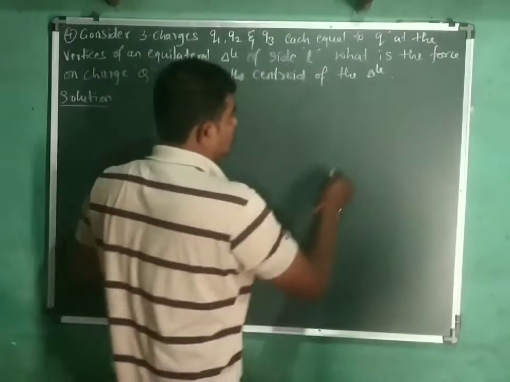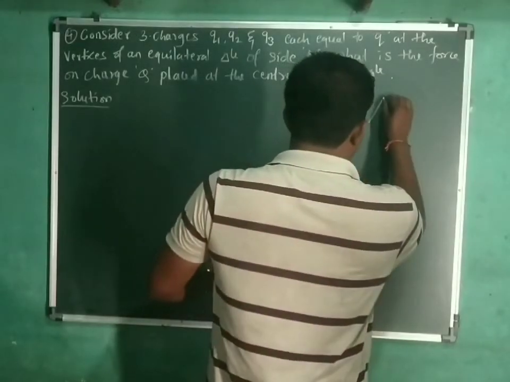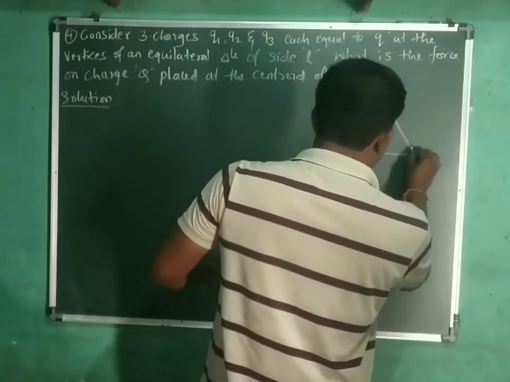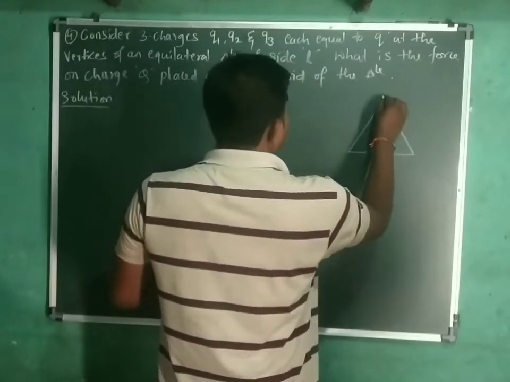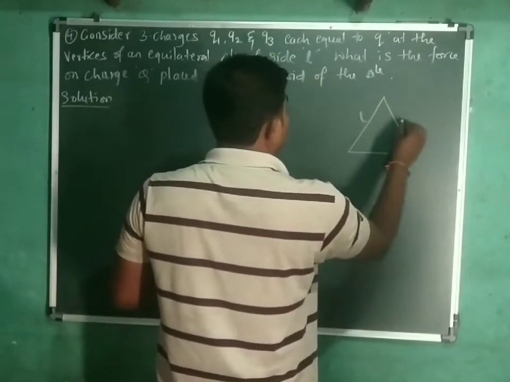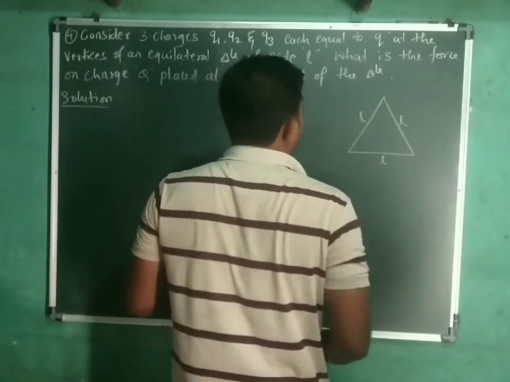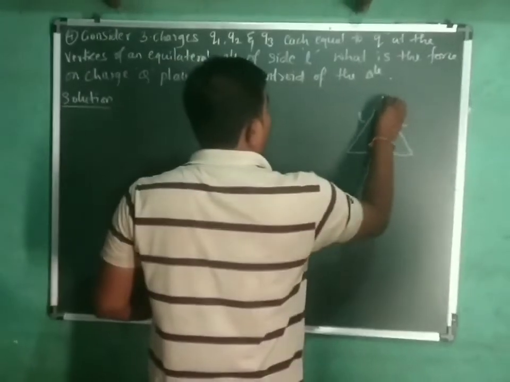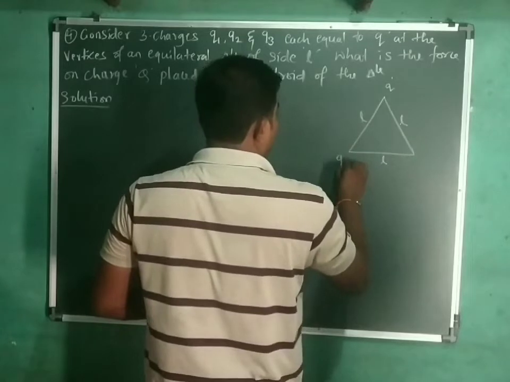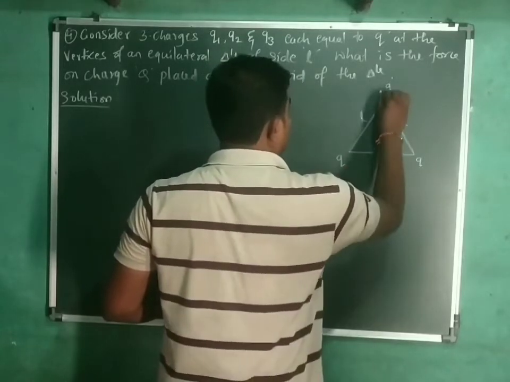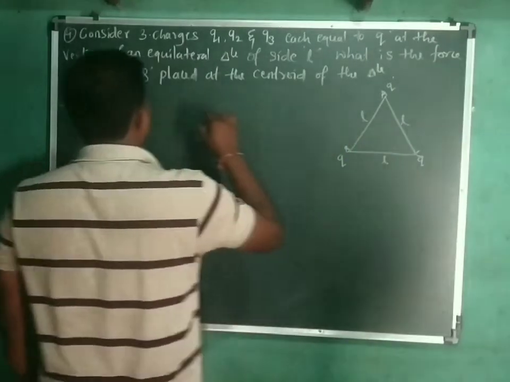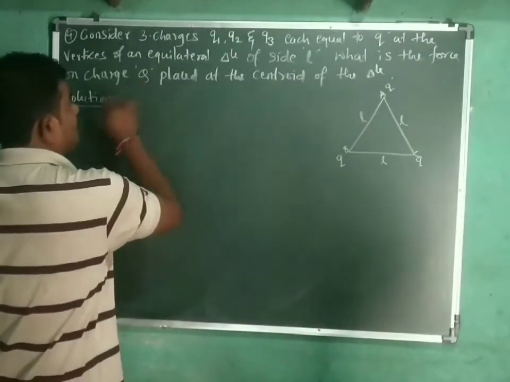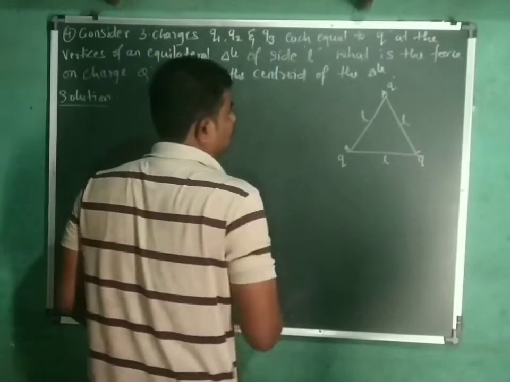Solution. For this we shall consider an equilateral triangle. This is the triangle, and the side is given, it is L. The magnitude of the charges is Q, Q, Q. Let us call the vertices A, B, C. At the center one charge is there, and that charge is Q, at the centroid of the triangle.